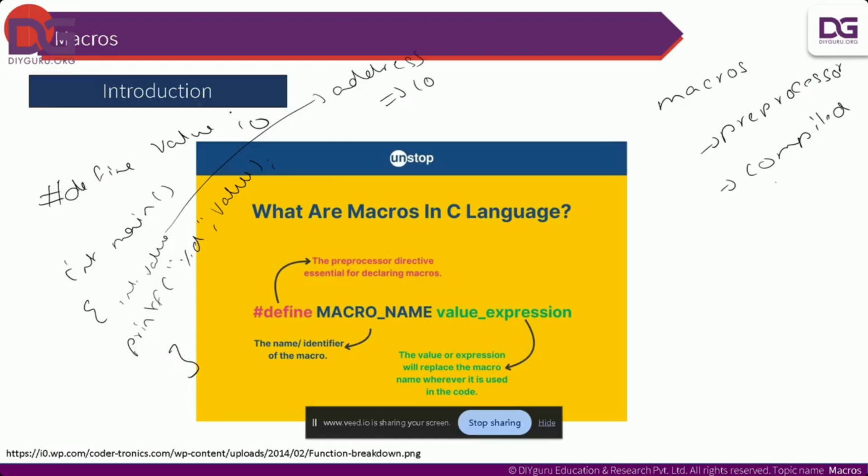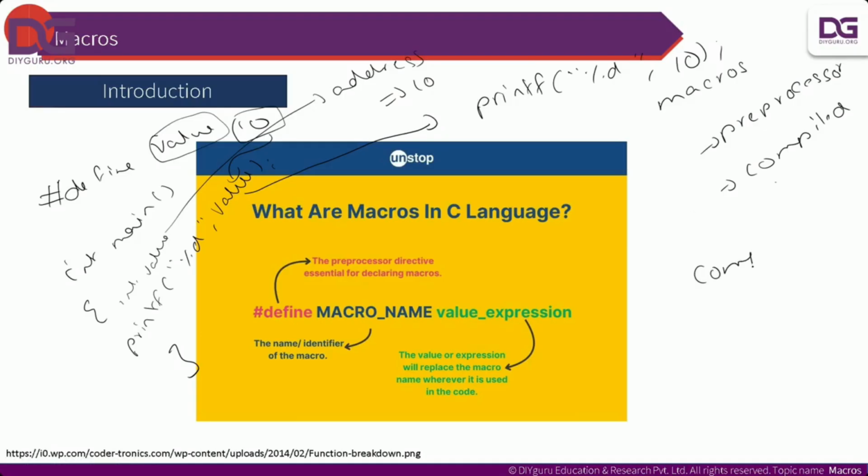But here the preprocessor will see that there is a VALUE, and it will just copy paste this part. So no compilation happens here. Simply this expression is replaced in the background: printf %d, comma, 10, just copy paste. So this saves your compilation time. If you have more complex variables or simple expressions defined as macros, this will reduce your compile time.